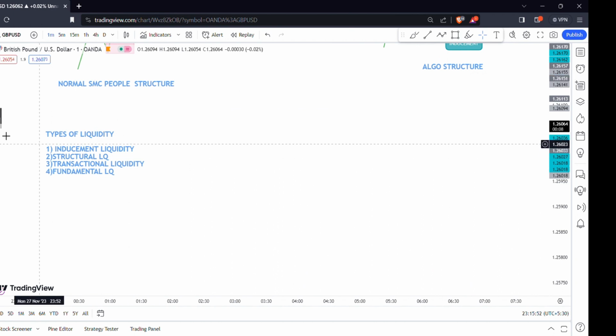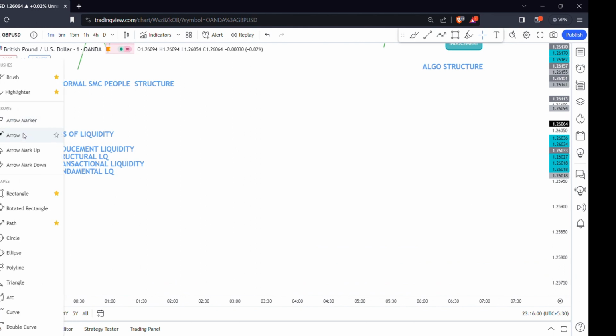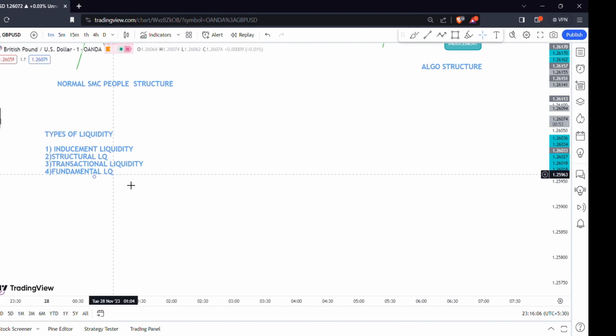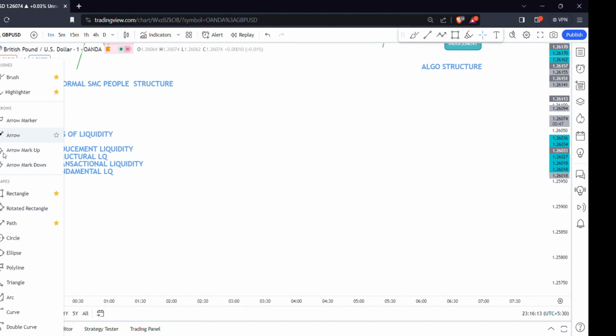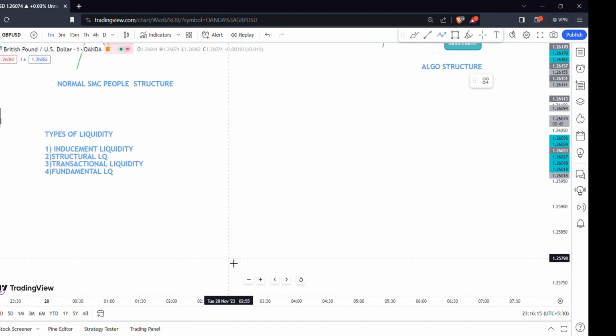Everybody thinks that if you understand the chart patterns, you can become good at trading. But apart from the chart patterns, you should also consider one more data, which is fundamental news data. I will explain this topic exactly in the fourth, fundamental liquidity session. So until then, what is inducement liquidity?